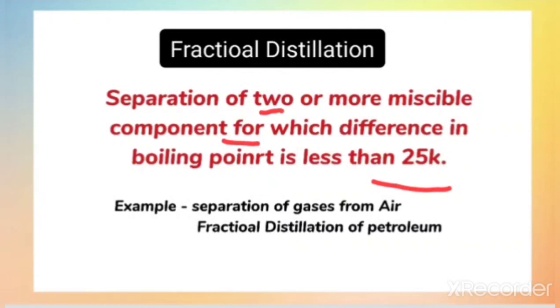As we have just discussed, distillation is the separation of two miscible liquids in which there is enough difference in the boiling point. But if the difference in the boiling points of the components is very small, that is less than 25 Kelvin, in such a case the fractional distillation method is used. Examples are the separation of gases from the air and the fractional distillation of petroleum. This can all be done by the fractional distillation method.